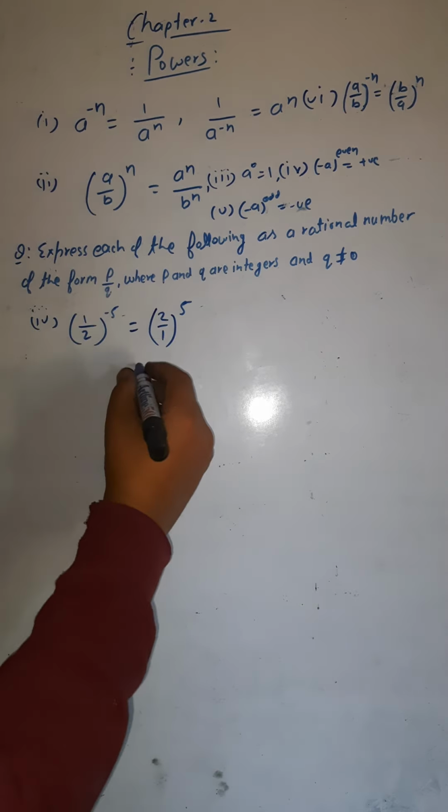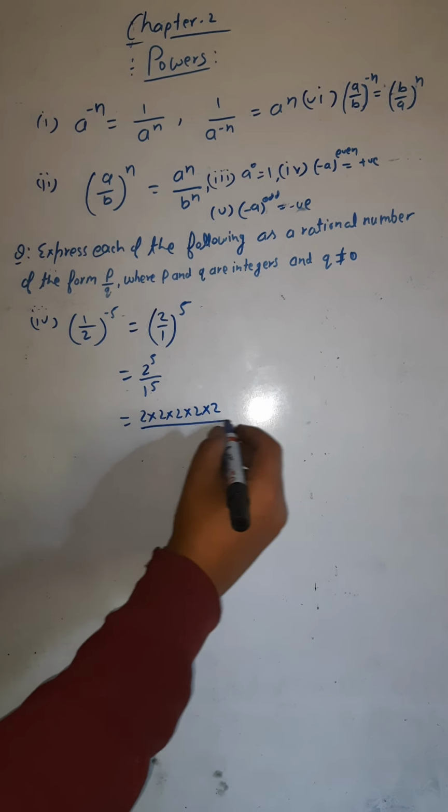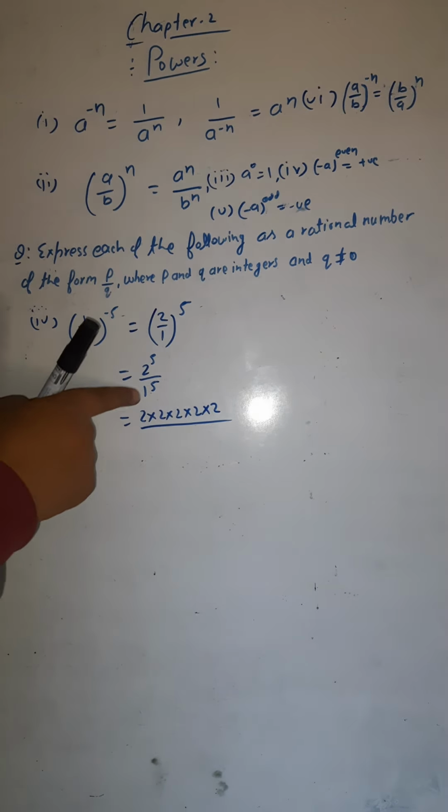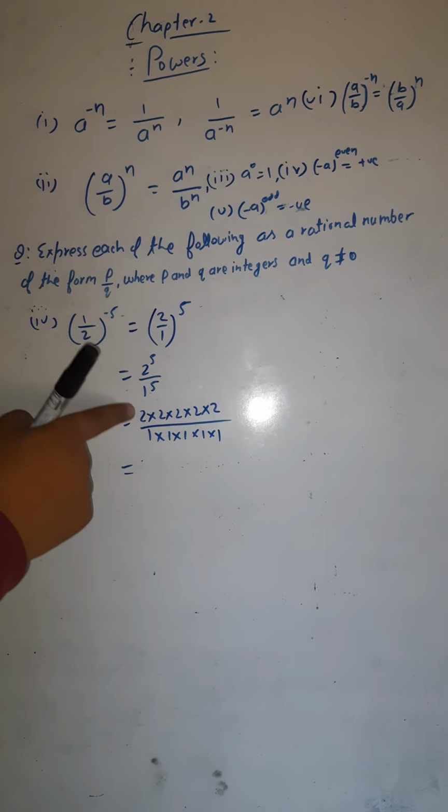And what do you mean by 2 raised to the power 5? It means you have to multiply 2 five times. 2 multiply 2 multiply 2 multiply 2 multiply 2. Similarly, 1 raised to the power 5 means you have to multiply 1 five times. 1 1 1 1 1. Are you getting this? So just do it. 2 twos are 4, 4 twos are 8, 8 twos are 16, 16 twos are 32, divided by 1. 1 times 1 times 1 would become 1 here. So the answer would be 32 by 1 or 32, whichever way you want to write it. Hope you are getting this now. Just note it down.